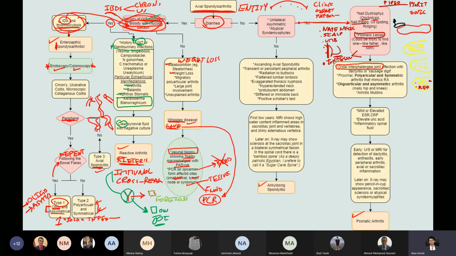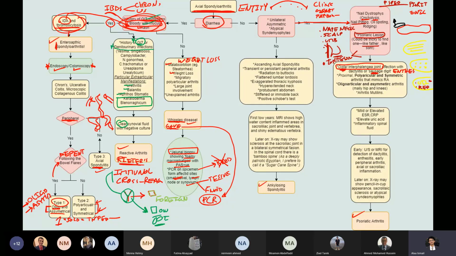Sausage digit, and the reason behind this sausage is that you remember the enthesitis we've talked about. This disease is so severe, it doesn't only affect the joint, it also affects the tendons inserted around that joint. So the joint is inflamed, you have a distal interphalangeal joint affection, but also the tendons inserted around that joint are inflamed in a form of enthesitis that's presenting with a sausage digit.